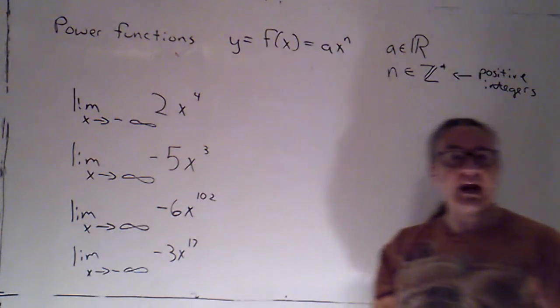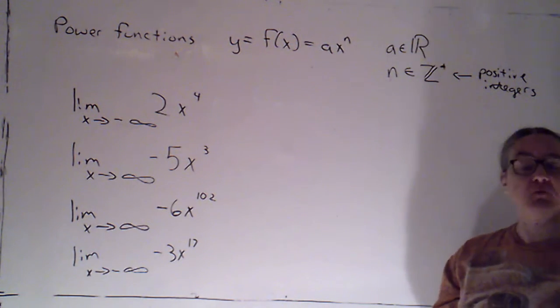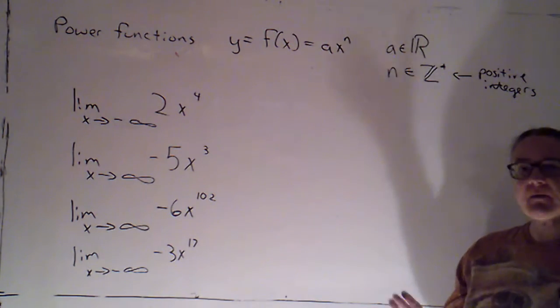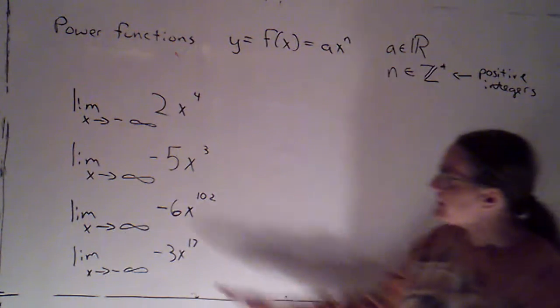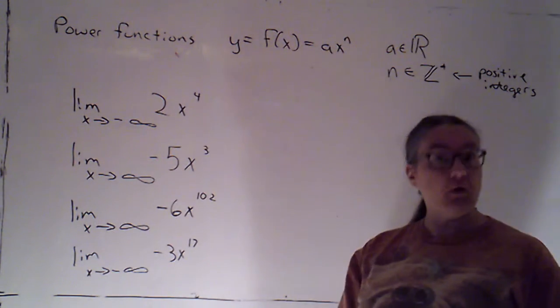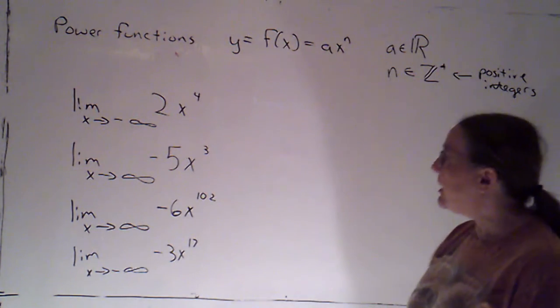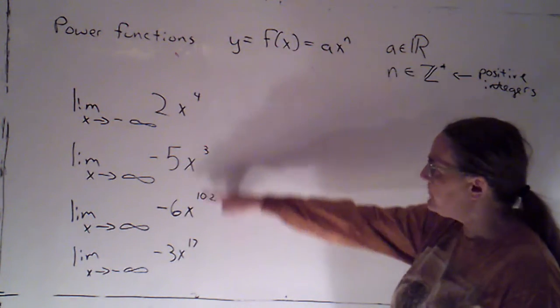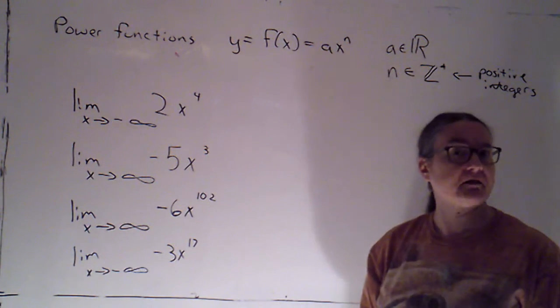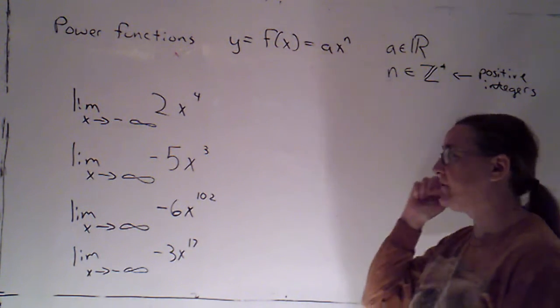There are 4 limits up here on the board. In a moment, I'm going to ask you to pause the video and work these out. I want to just remind you of a few things to look at. All of these are limits as we go off to either infinity or negative infinity of a power function, but the coefficient here is not 1, so the coefficient can affect the behavior.